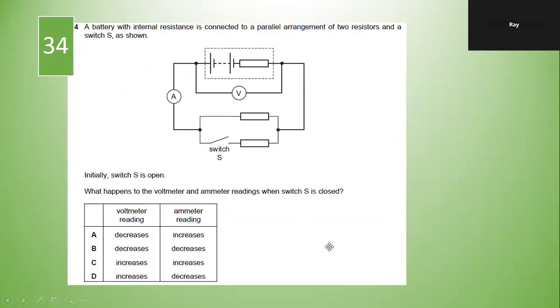This is more complicated. A battery with internal resistance is connected to a parallel arrangement of two resistors and a switch. As shown, initially the switch is open. What happens to the voltmeter and ammeter readings when the switch is closed?